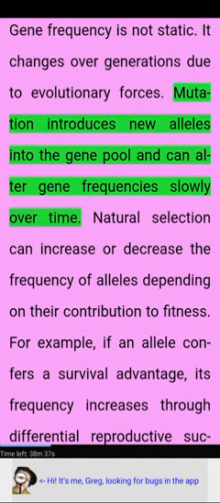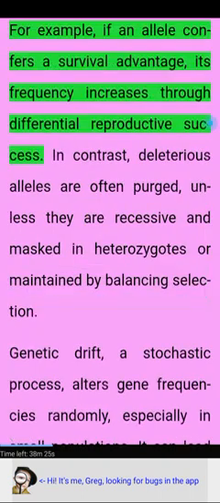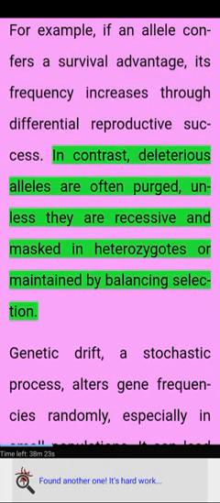Mutation introduces new alleles into the gene pool and can alter gene frequency slowly over time. Natural selection can increase or decrease the frequency of alleles depending on their contribution to fitness. For example, if an allele confers a survival advantage, its frequency increases through differential reproductive success. In contrast, deleterious alleles are often purged, unless they are recessive and masked, and heterozygotes are maintained by balancing selection.